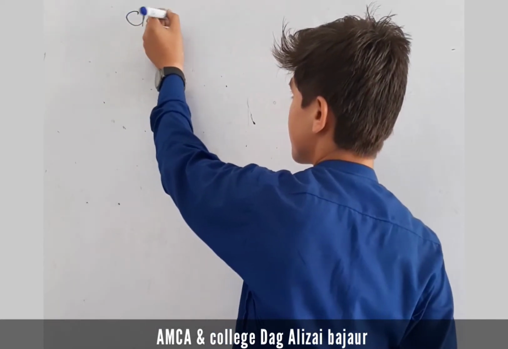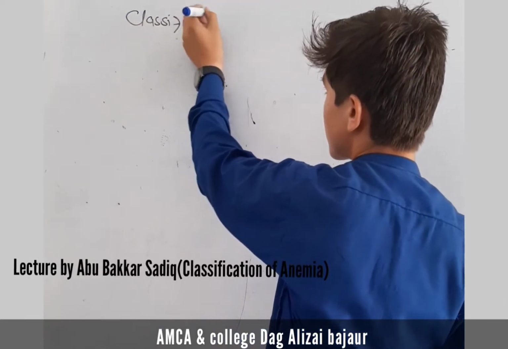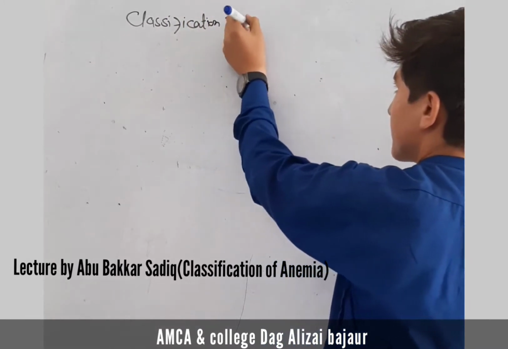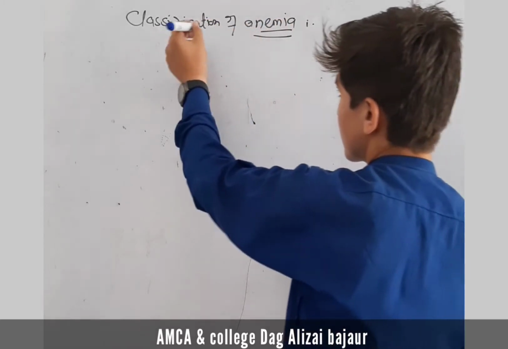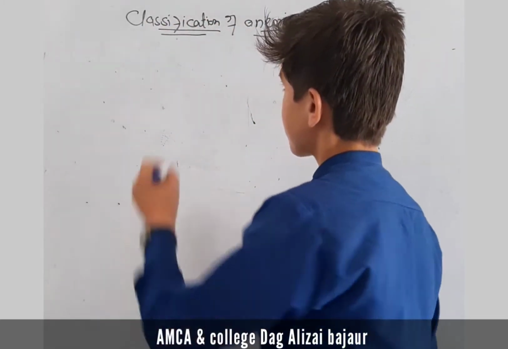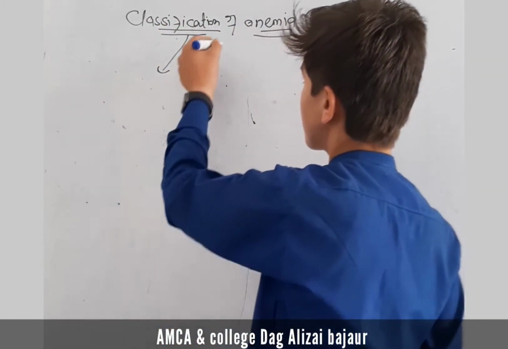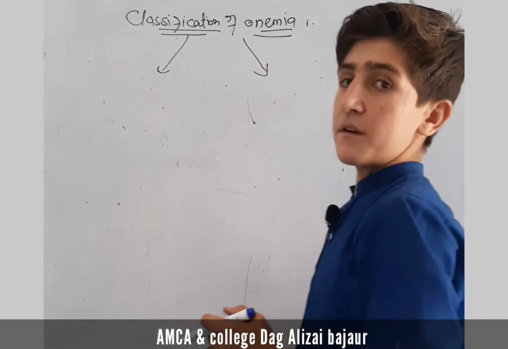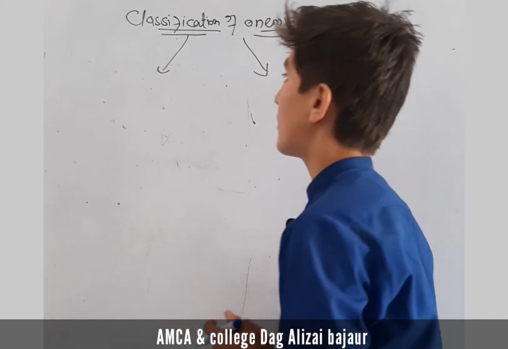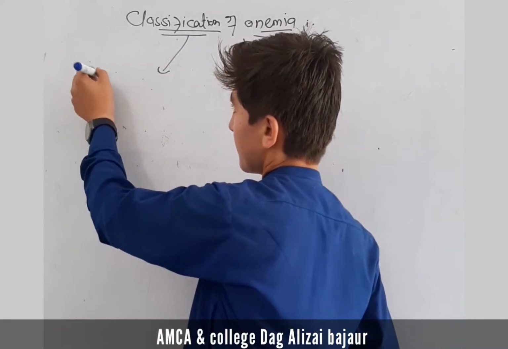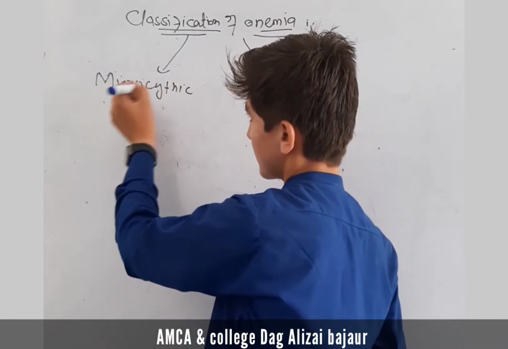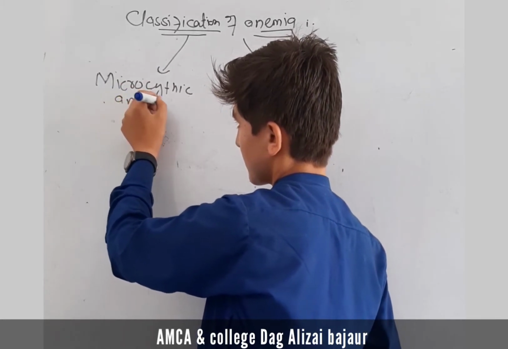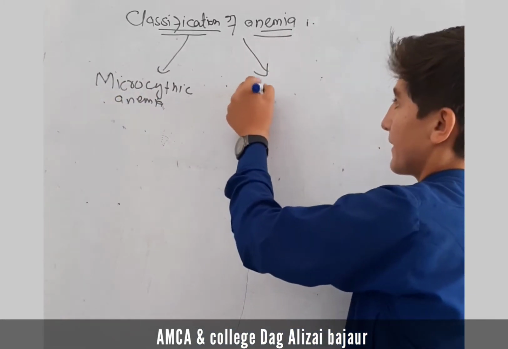Classification of anemia. Classification of anemia is... anemia is classified into two main parts. First one is microcytic anemia. The second one is macrocytic anemia.